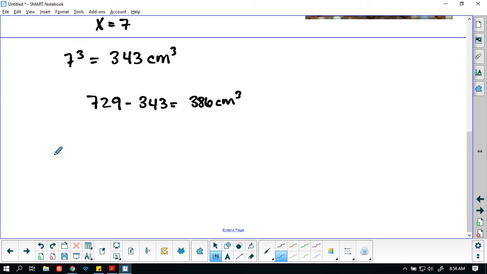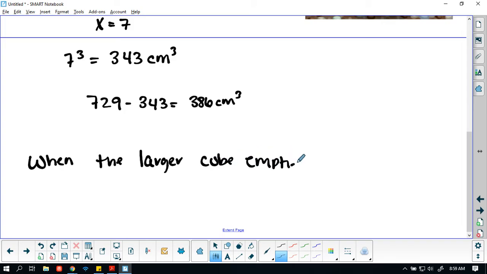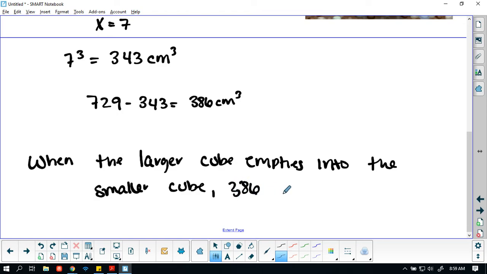So when the larger cube empties into the smaller cube, 386 centimeters cubed, or cubic centimeters, of water will spill out.